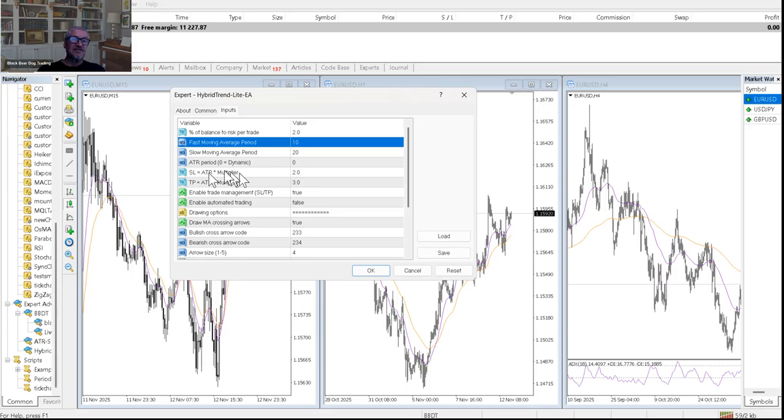Now, stop loss, again, is calculated dynamically. It's the ATR value with a multiplier, and you determine the multiplier. 2.0 means twice the distance from entry point, and the same for take profit is the ATR value times the multiplier. 3.0 means 3 times the distance from entry point, or a ratio of 2 to 1 in this case. Then we enable trade management for the stop loss take profit. We leave that to true.